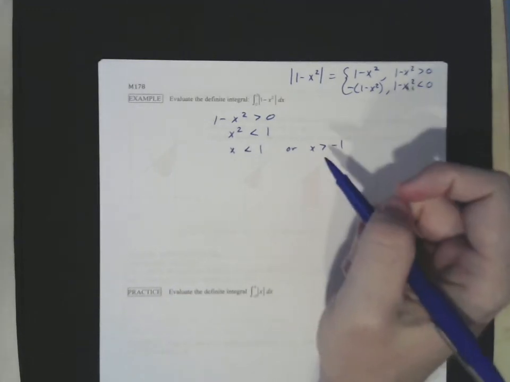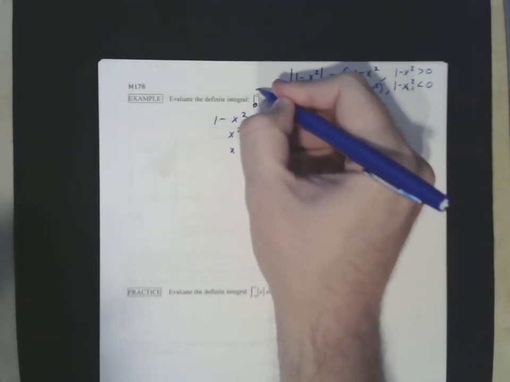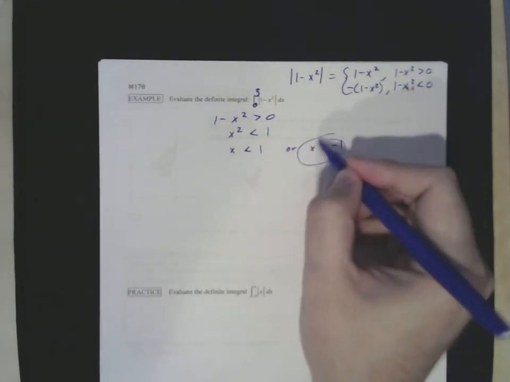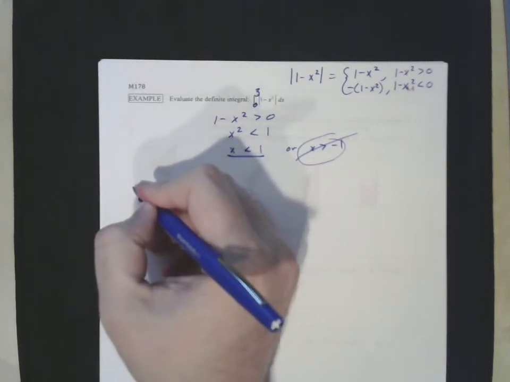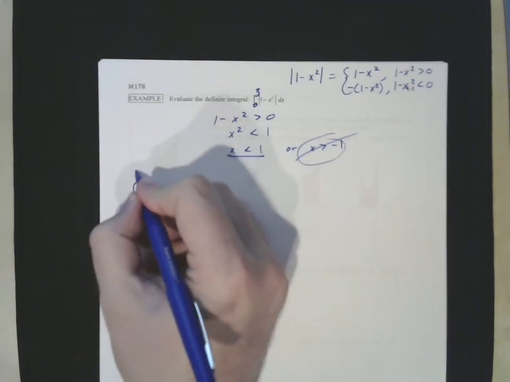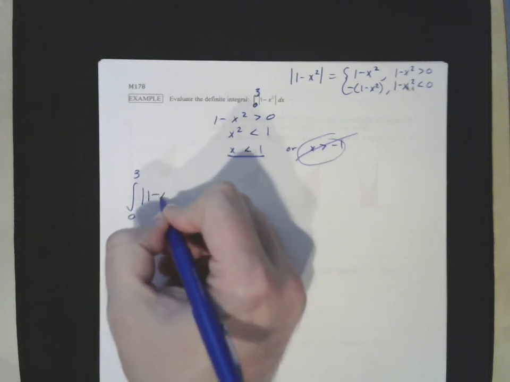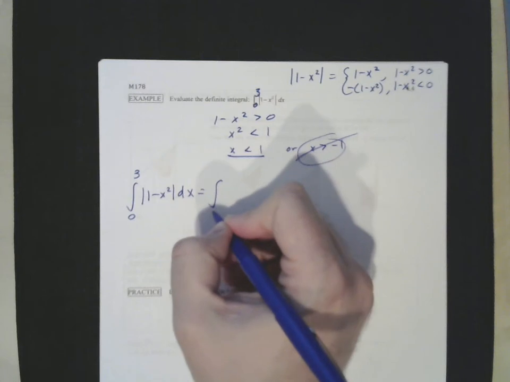Now, this matters because our limits of integration are 0 and 3. So since -1 doesn't appear in our interval, 1 becomes the split point of our limits of integration. So the integral from 0 to 3 of the absolute value of 1 minus x squared dx becomes the integral from 0 to 1.